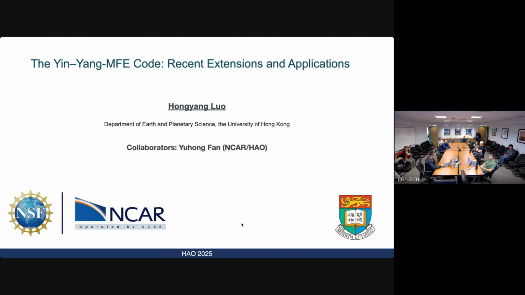Hongyang is a PhD candidate at the Department of Earth and Planetary Sciences, University of Hong Kong. His research interests lie primarily in theoretical and computational space plasma physics, including planetary magnetosphere and solar physics. He is visiting HAO as a Newkirk Fellow and is now working with Dr. Yuhong Fan on the development of the magnetic flux eruption code for MHD simulations of coronal mass ejection initiation. And today, Hongyang will be talking about the Yin-Yang MFE code, recent extensions and applications.